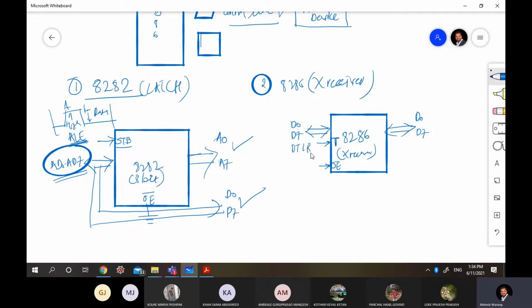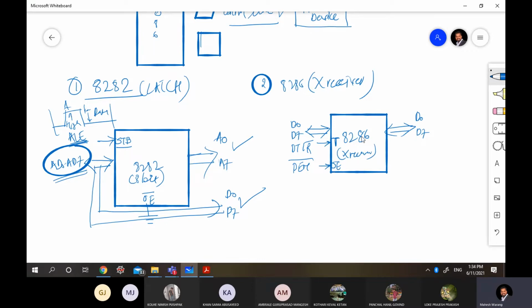To this transistor, from that 8-bit, I will connect DT/R bar, and to this OE bar, I will connect DEN bar. I will not ground it, I will just connect DEN bar. Why? Because when the DEN bar is low, only then we will deal with the data, otherwise not. So that's why to this OE bar, we connect DEN. Okay, but here we have grounded. Try to understand. Here we will not ground, we will just give a DEN bar.